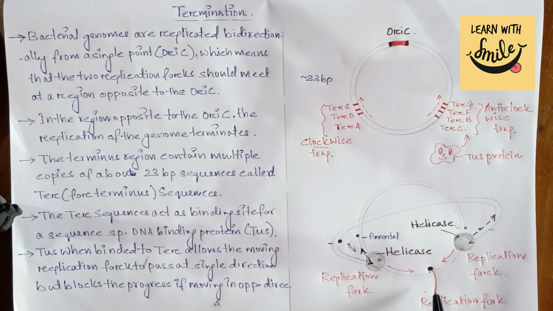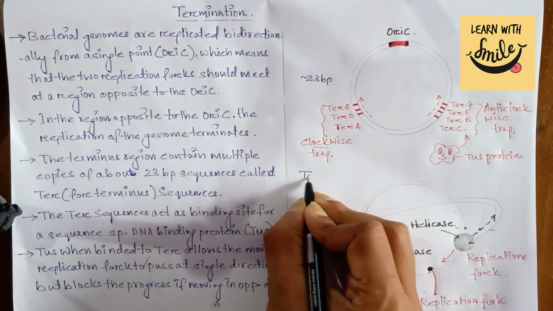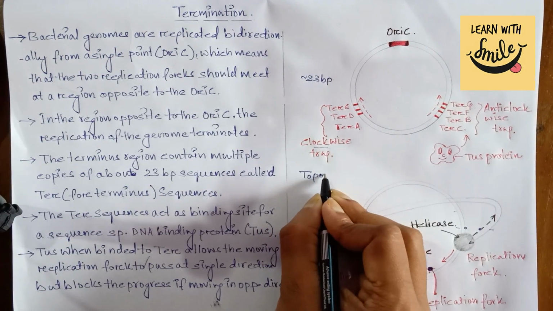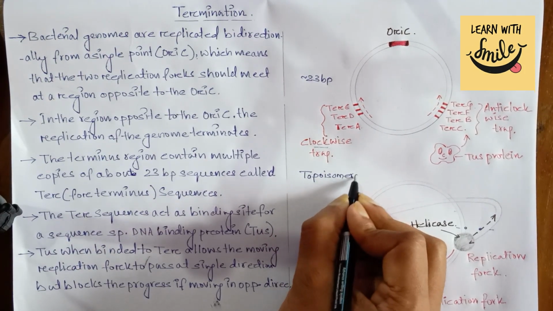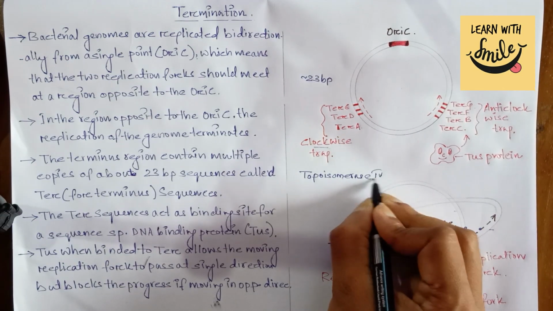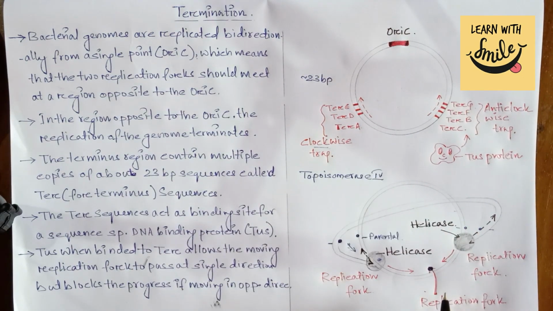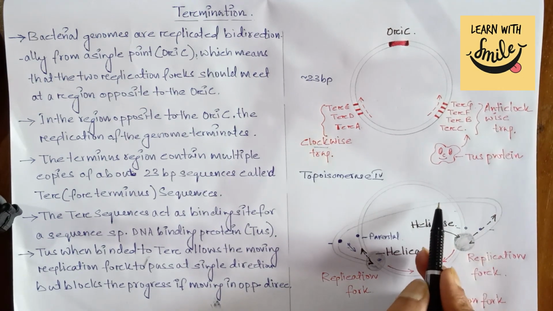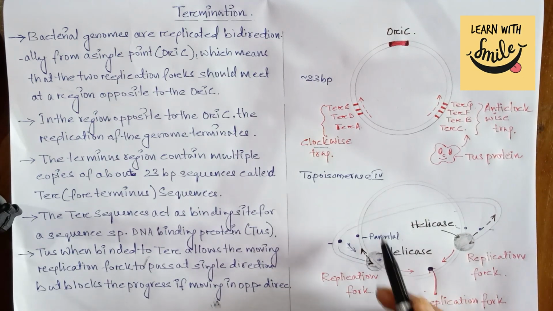Now after the replication process ends in this particular region, these two newly synthesized double-stranded DNA would be interlocked with each other. This interlocked DNA would be separated from each other with the help of a topoisomerase, which is known as topoisomerase 4, a type of topoisomerase. And we know that topoisomerase has the ability to crack open the double-stranded DNA and separate these two circular DNA. So that's it for termination. Hope you have understood the process of termination very clearly. Thank you very much.